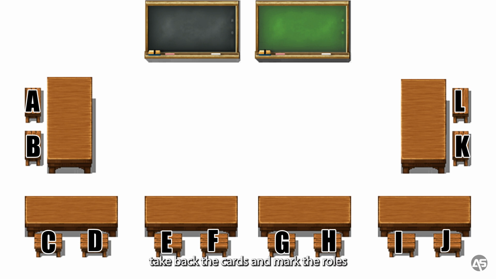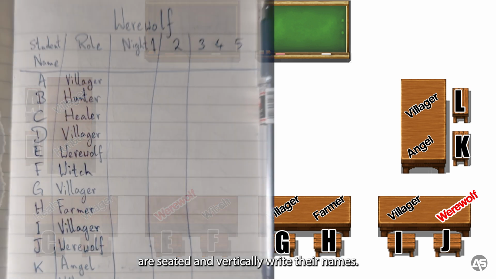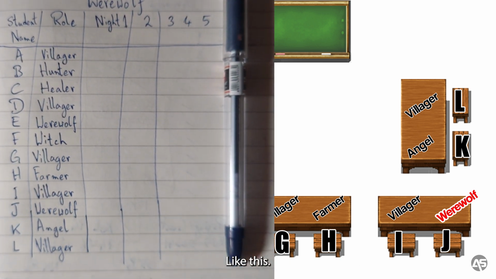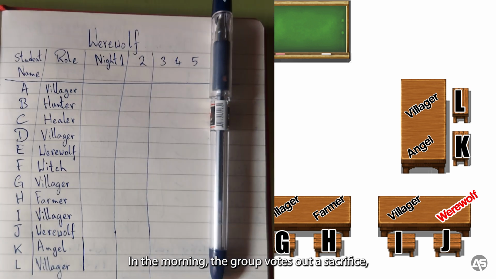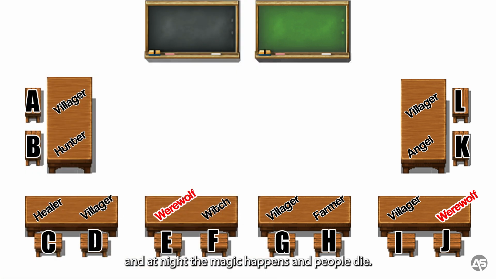As the moderator, take back the cards and mark the roles on a sheet of paper. You will need to keep track of everything. Easiest way is to see how the students are seated and vertically write their names like this. In the morning, the group votes out a sacrifice, and at night, the magic happens and people die.